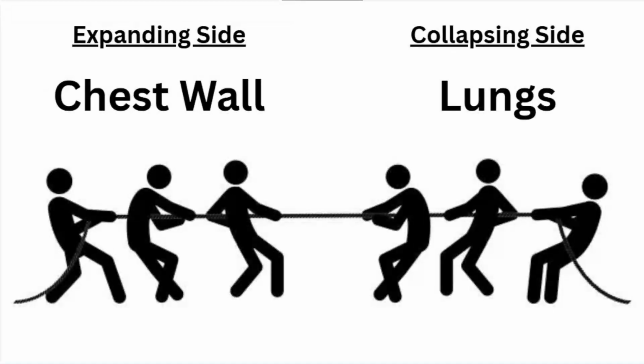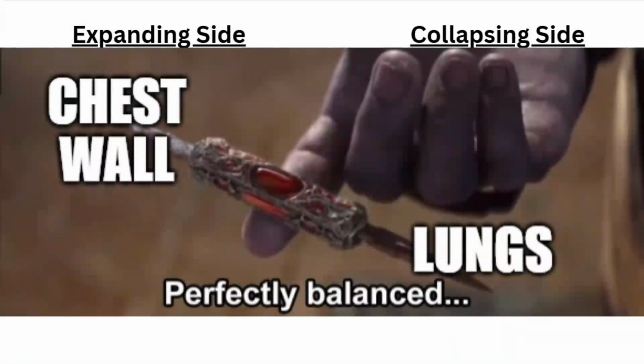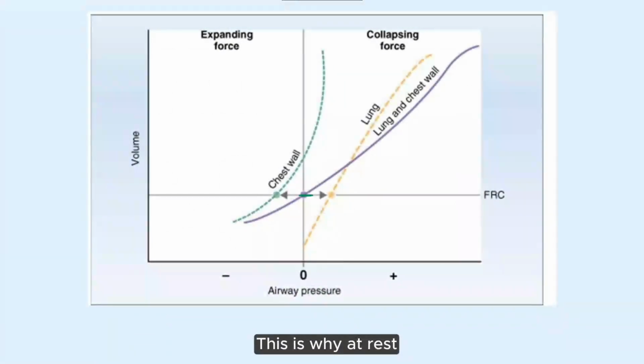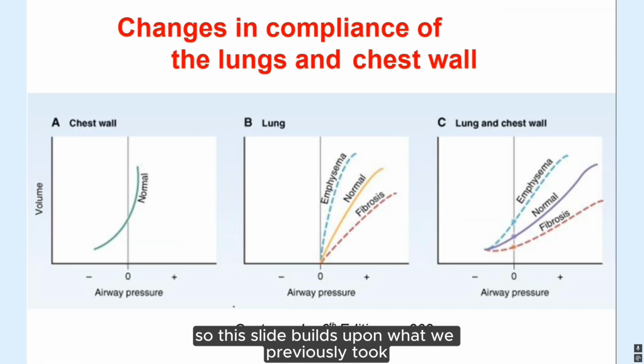There is a tug of war between the chest wall and the lungs. The chest wall wants to pull to the expanding side, while the lungs want to pull to the collapsing side. At the FRC, there is a balance, an equilibrium between the two forces. No one is winning. This is why at rest, the volume of air is the FRC, not above and not below.